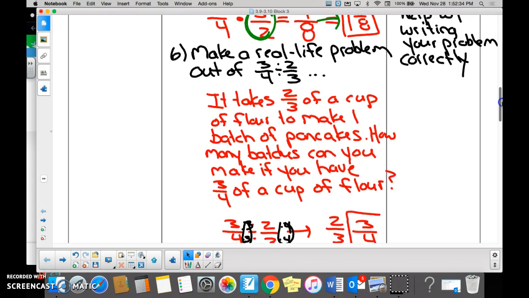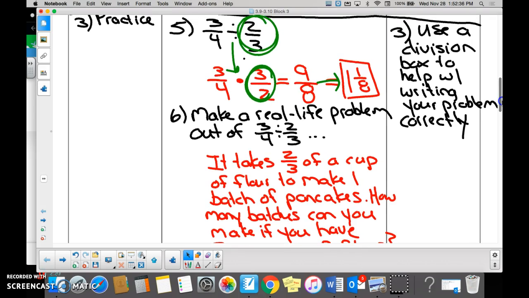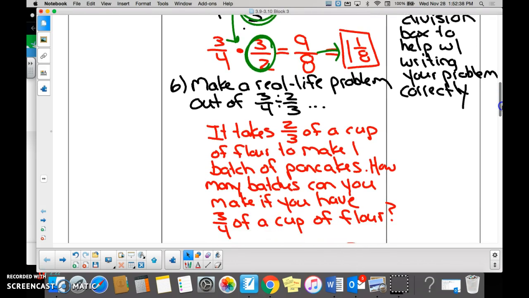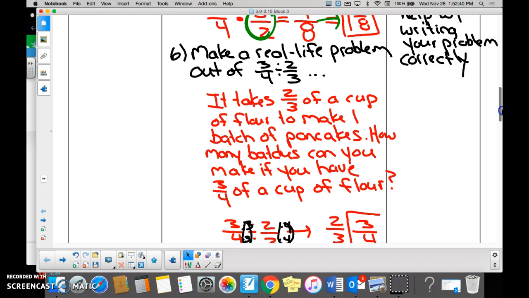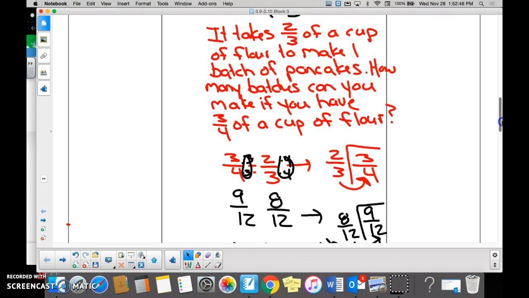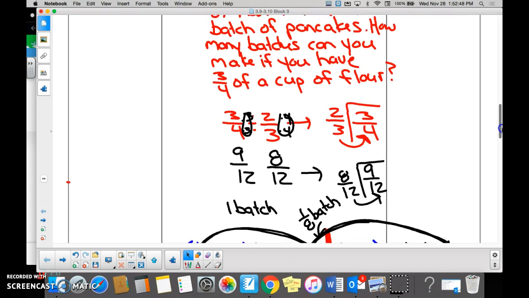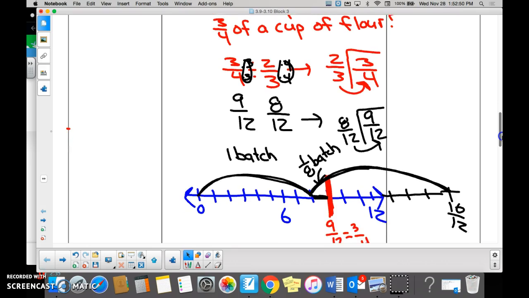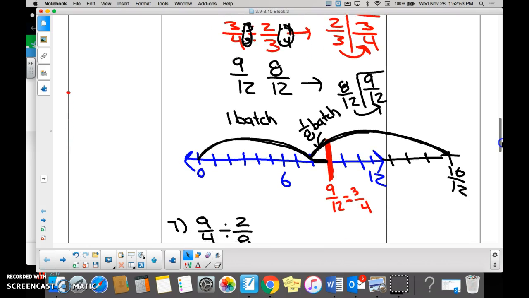It is the exact same problem we did in number 5, except for it is more about proving why 3/4 divided by 2/3 is 1 1/8. A lot of you said this confused you yesterday, right? I'm going to skip over this in the video, but I would strongly encourage you to take a look at this again and see if you can make some sense of it.